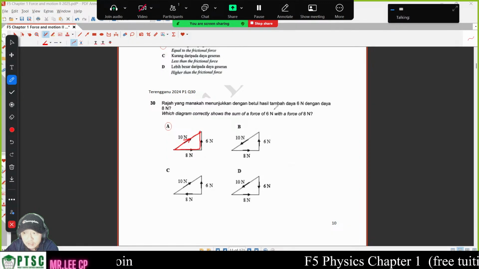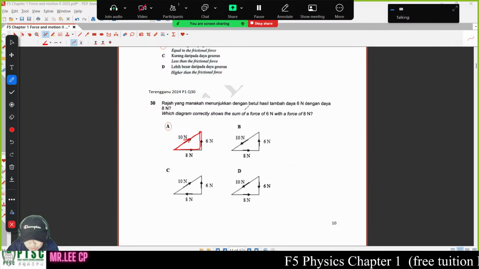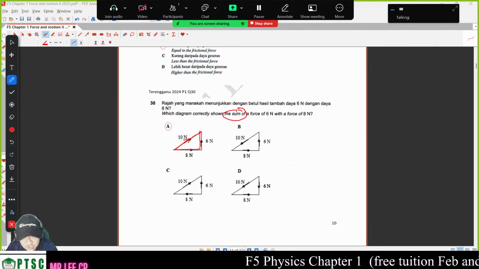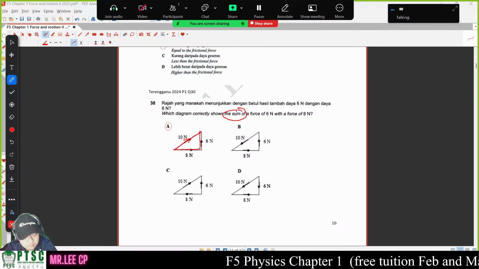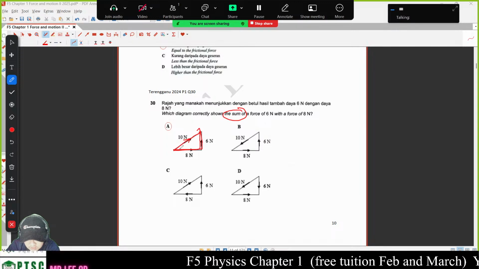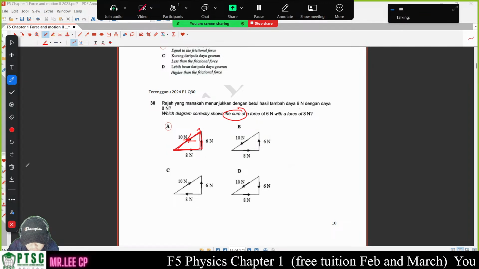Right? So this one is resultant force. Sum of the force, resultant force. This one is not equilibrium. Okay? Your force comes to here, and then it's from here to here. It is not going to go back.